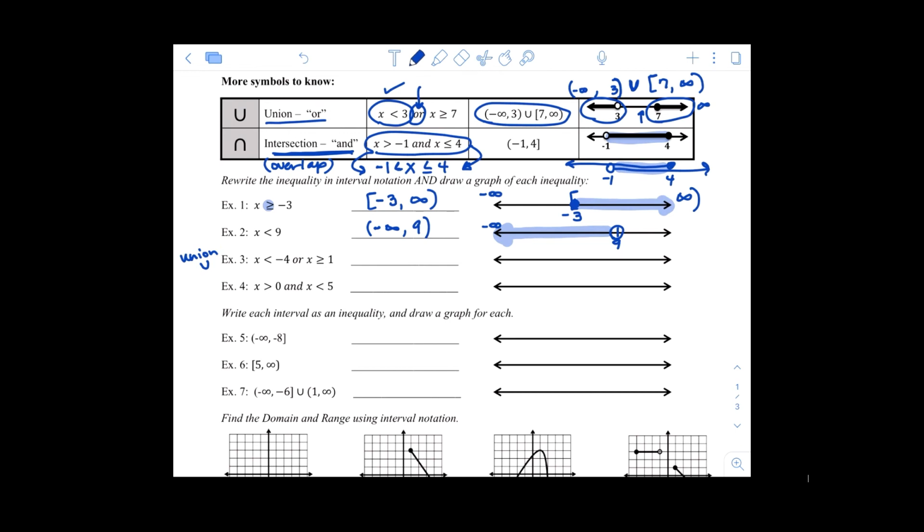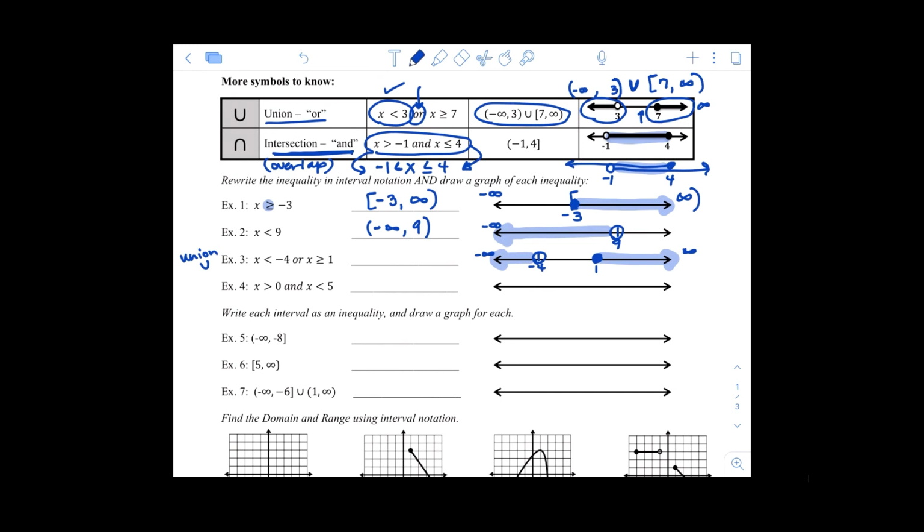So x is less than negative 4. Well, that would be an open circle at negative 4, shaded to the left, everything less than. Or x is anything greater than or equal to 1. So if this is positive 1, we would have a closed circle, because it said equal to, and everything to the right. So there is our union. There's our OR. Now, what does that look like? As long as you go from left to right, negative infinity all the way to positive infinity, and you represent each shaded region of your graph, you're not going to mess this up.